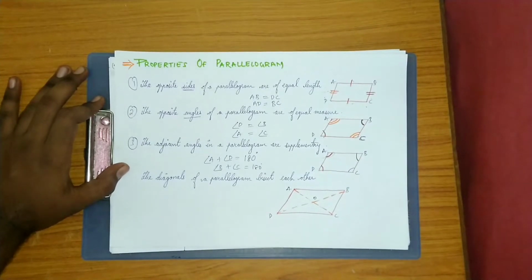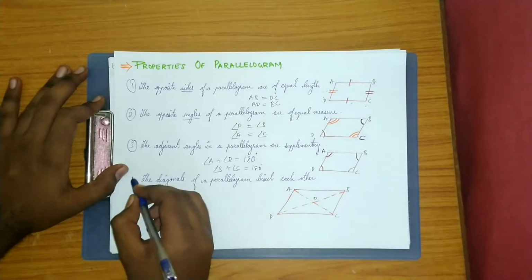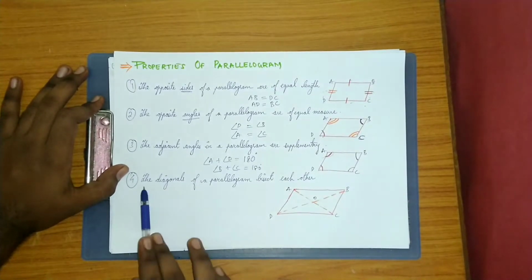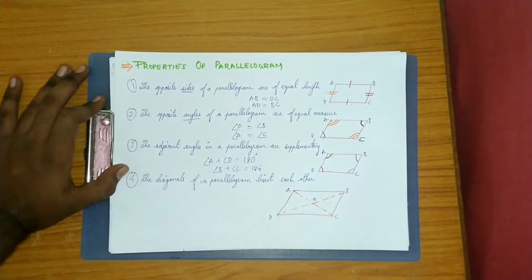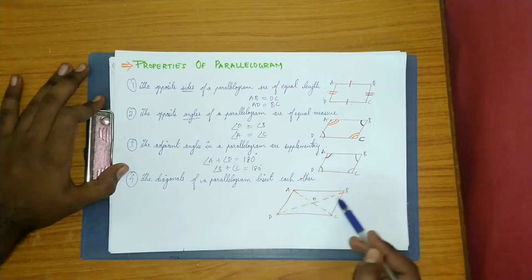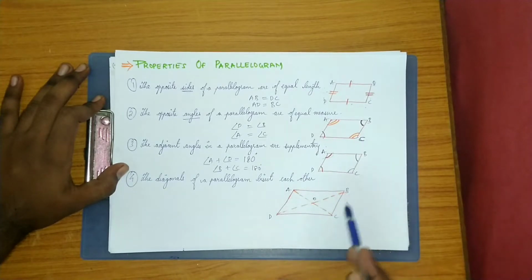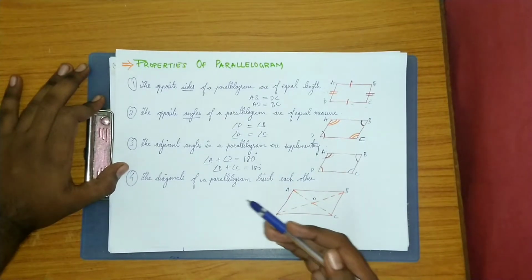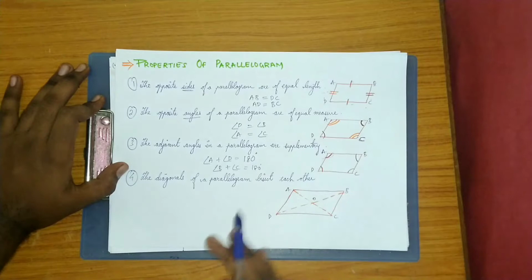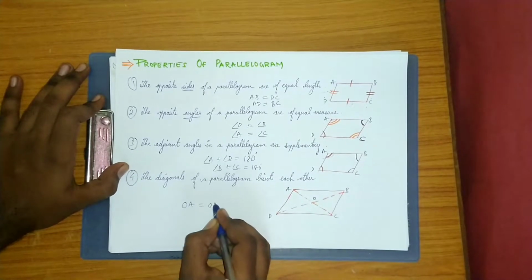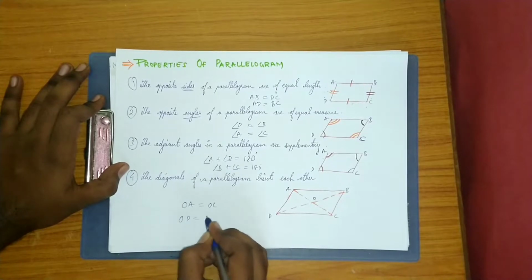Fine, let us move on to the fourth property. The diagonals of a parallelogram bisect each other. Simple one. That means you know these are the diagonals, right? DB and AC are the diagonals. They bisect each other. What do you mean by bisect each other? That means this diagonal will divide the other diagonal into two equal parts. That means we can say OA will be equal to OC and OD will be equal to OB.